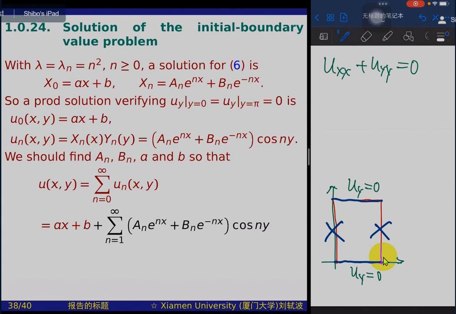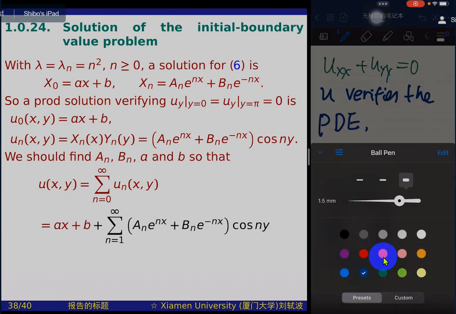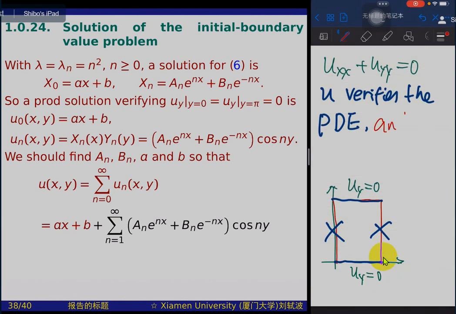You can check this u verifies the PDE, and also the boundary condition on the top and the bottom. We verified the PDE and the boundary condition on the top and the bottom, where the bottom is y equal to 0 and the top is y equal to pi, as you can check. Okay? To check this, the idea is the same.